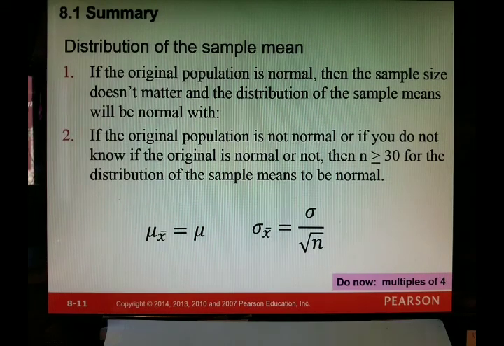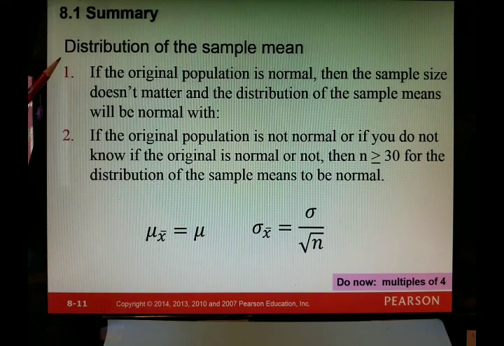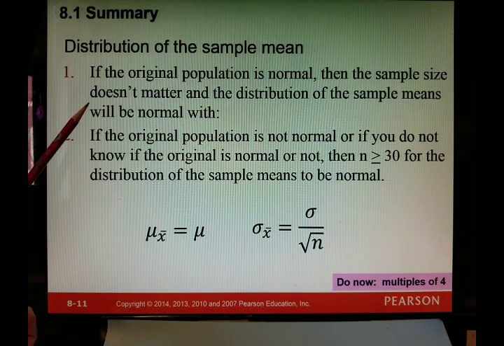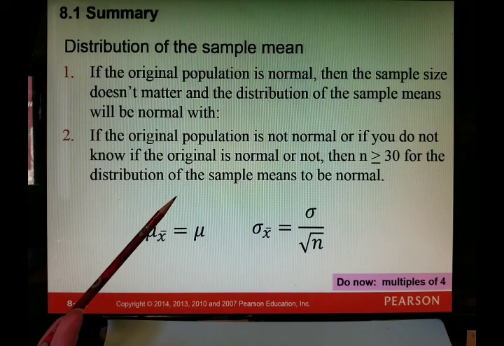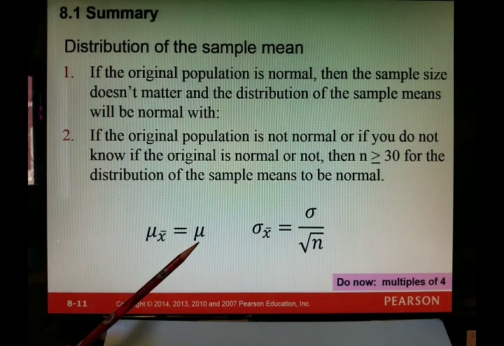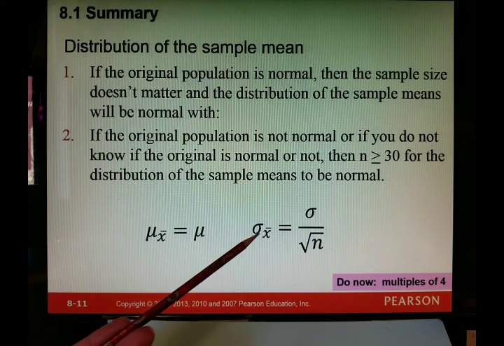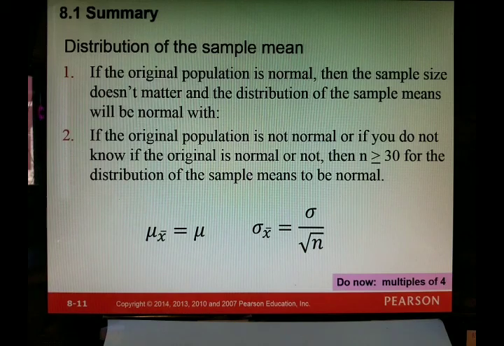If you look under your Chapter 8 formulas on your formula sheet, you will find these two formulas for the sample mean. So again, for the distribution of a sample mean, if the original population is normal, then the sample size does not matter. It'll be normal no matter what. If my original population is not normal, or if you don't know if it's normal or not, you must have at least 30 in your sample for the distribution of the sample means to be normal. In both cases, the mean of the sample means will be equal to the mean of the original population, but the standard deviation of the sample means would be the original standard deviation divided by the square root of how many is in your sample.